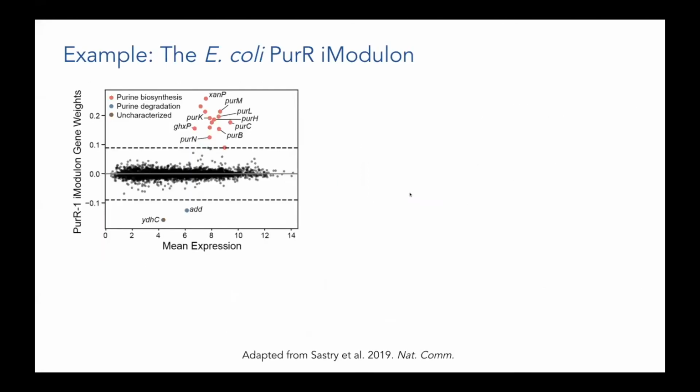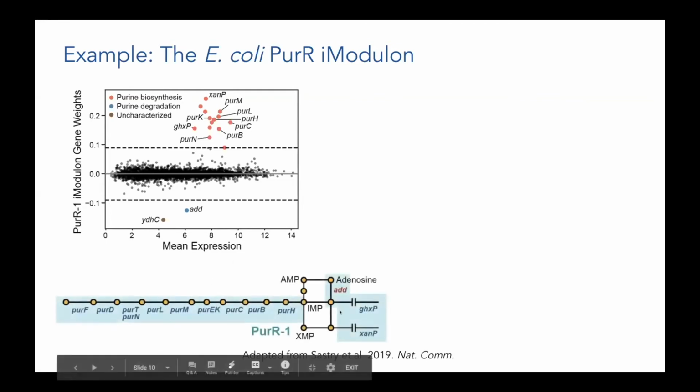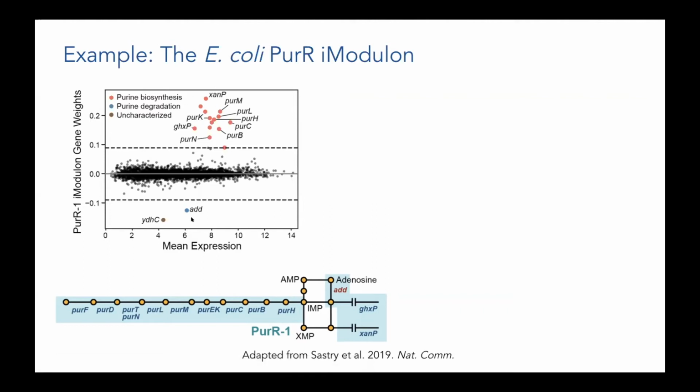So here's an example of one of these iModulons. This is the PurR iModulon in E. coli. You can see there are about 13 genes up here that are significant and 2 genes that have negative weights. These 13 genes, we can map onto the purine biosynthetic pathway. We can also see that one of the genes with negative weights has to do with purine degradation, adenosine deaminase. So whenever these genes are upregulated, this gene and these 2 genes are actually downregulated, and vice versa.